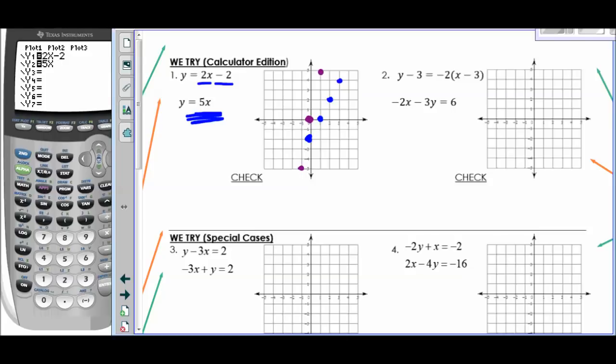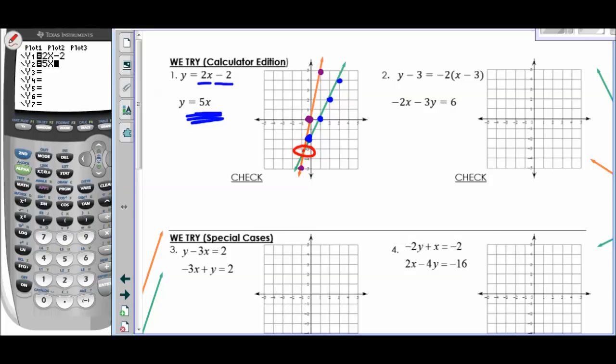So those are my lines, and unfortunately, they don't meet at a whole number. That's really the whole reason why on this one, I need to use the calculator. Sometimes you will need to use the calculator or a different method. We're going to learn about some other methods to solve these. But sometimes you need to use the calculator because they don't meet at whole number points.